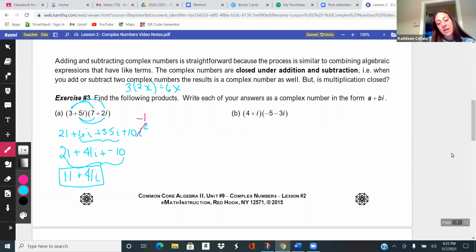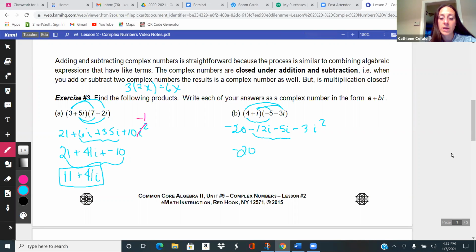So I have (4 + i) times (-5 - 3i). Same thing, we're going to do a little foiling or distributing. Okay, so 4 times -5, I get -20. Outside terms, 4 times -3i, how about a -12i? My inside terms, I'm going to have a -5i, and my last terms, i times -3i is a -3i squared.